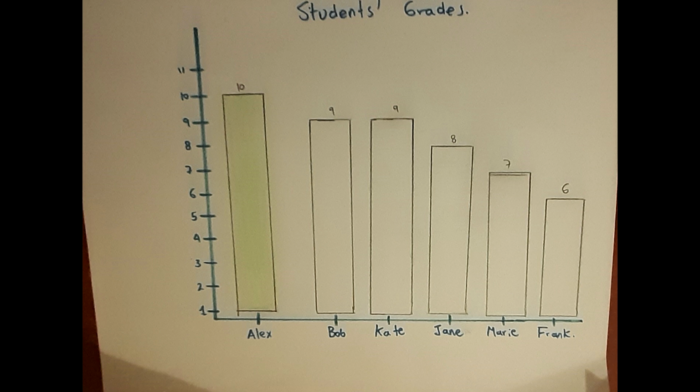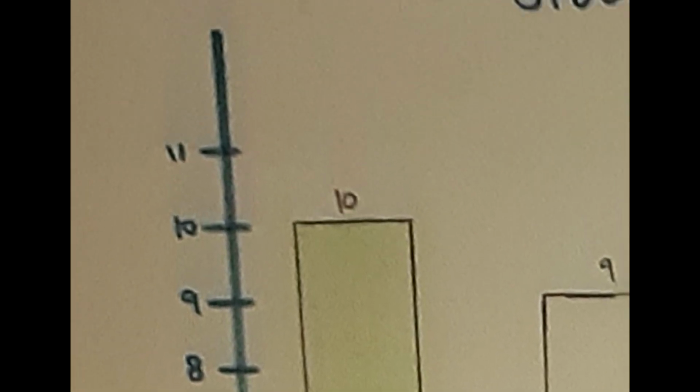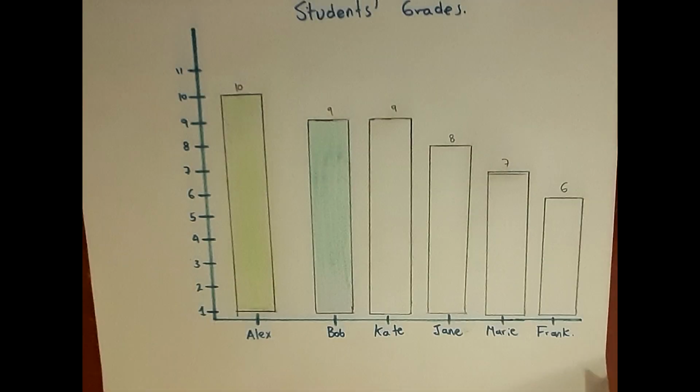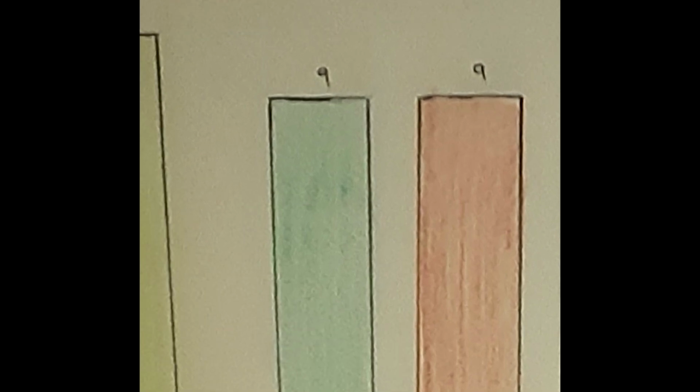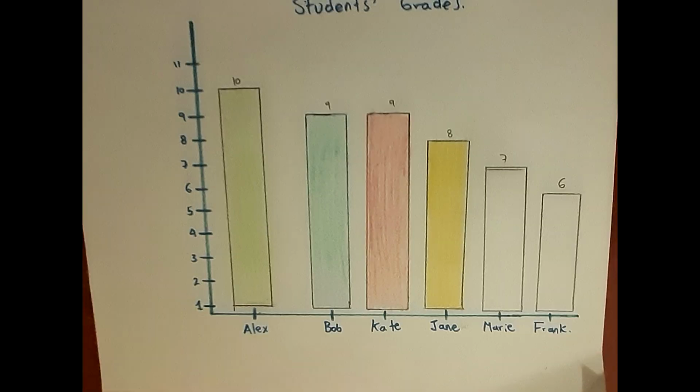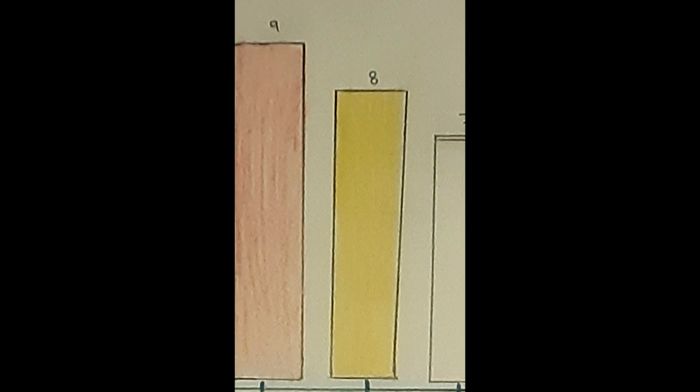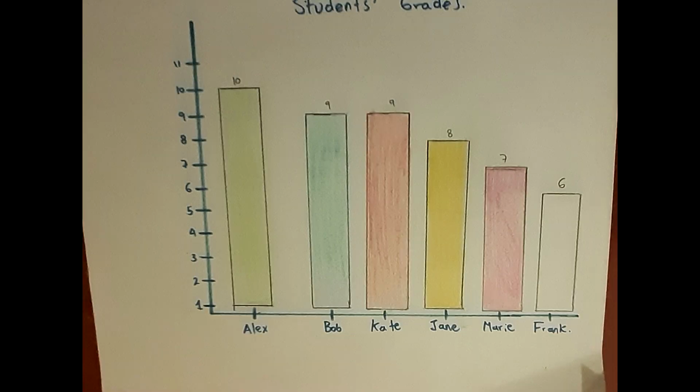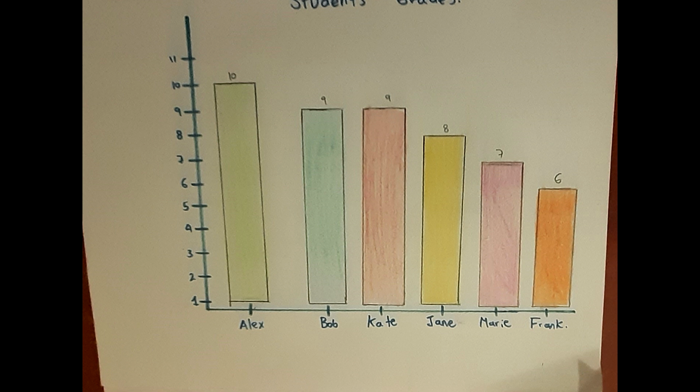in a visual way. On the first space was Alex with a measure of 10 units. Then Bob and Kate were next with 9 units of measure. Jane was the next one and her bar measured 8 units. Mary's bar showed 7 units of measure, and Frank, oh the poor Frank, he just had 6 units in the scale, showing that he had the lowest note and he had to improve on his grades.